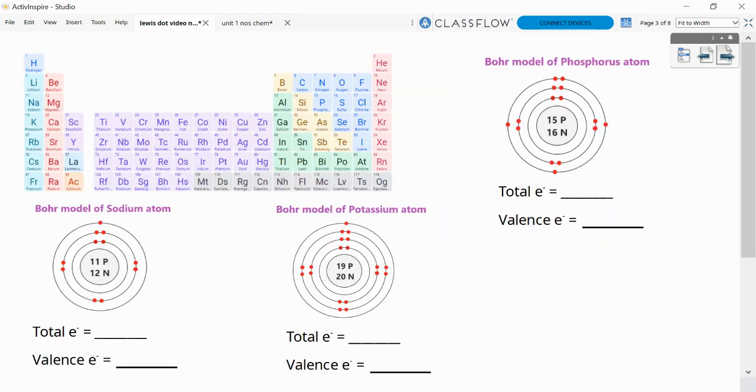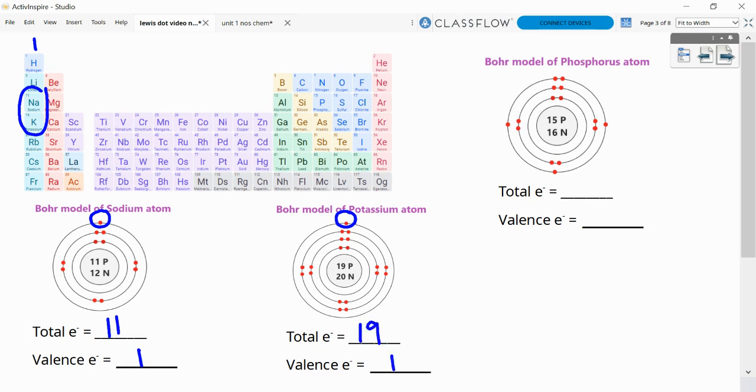Now, let's take a look at a few more examples. So if we look here, we have sodium and potassium, which both come from our first family. Keep in mind we said that it has 1 valence electron, which is what we see here for our outermost electron. For sodium, we have 11 total electrons, but still 1 valence. And for potassium, we have 19 total electrons with 1 valence.